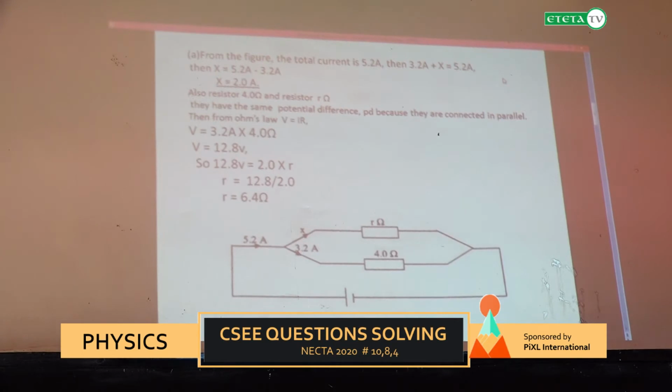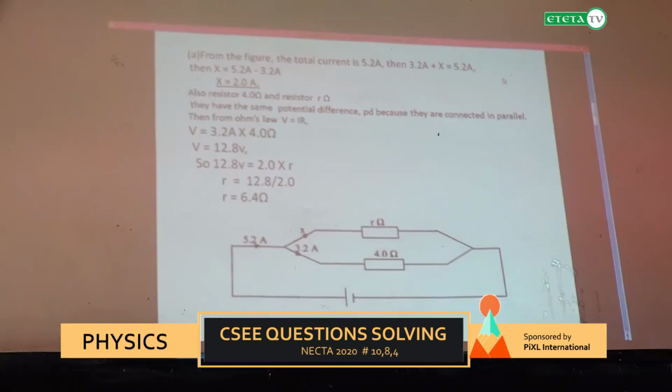From the figure, the total current is 5.2 ampere. At the junction, if you want to find the total current, you take the current labeled XC, then you add the current labeled 3.2. This gives the sum of the current. To find the value of XC, you take 5.2 minus 3.2 ampere. Then you get the unknown current XC, which is 2.0 ampere. Is it clear?